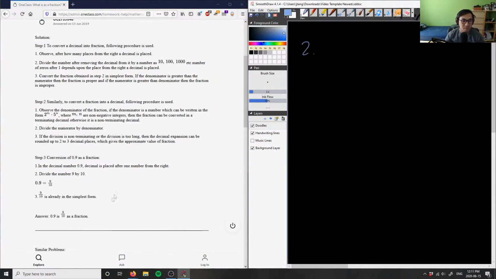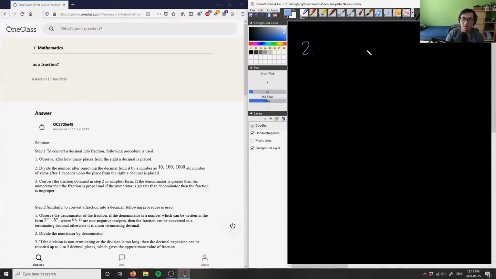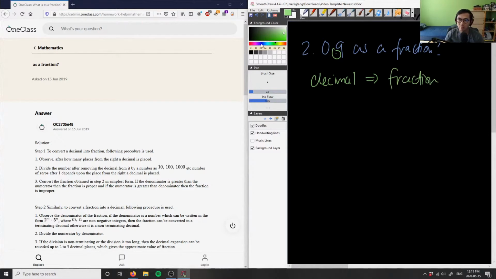And we're looking at 0.9 here as a fraction. So again, this is a decimal, 0.9, as indicated by this decimal point, and we're going into a fraction. So how do we convert a decimal to a fraction? Well, it's very, very easy.